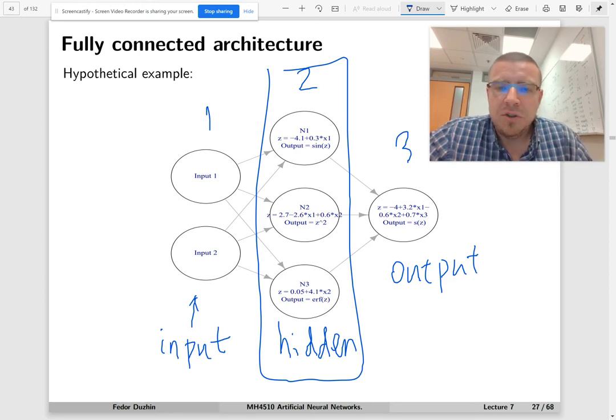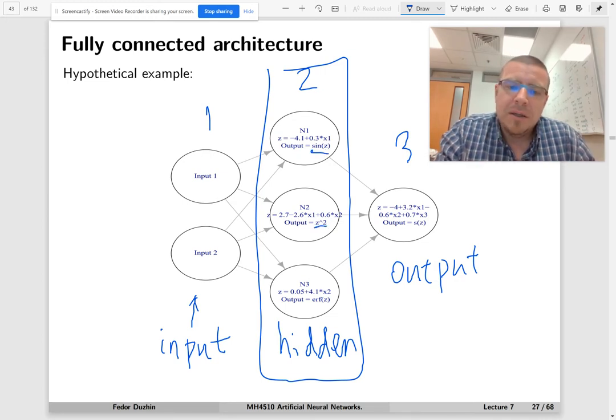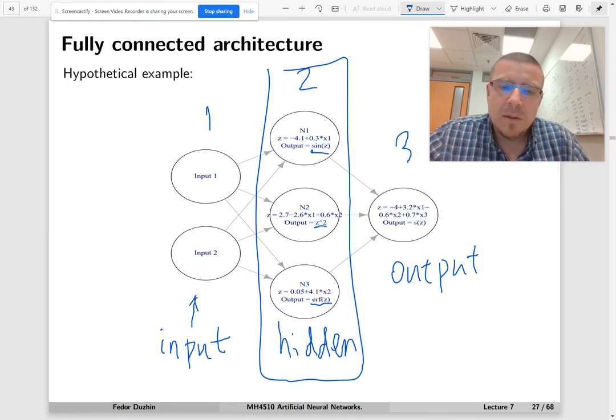Now, to each neuron, except for the input layer, we associate some parameters and some so-called activation functions. So here the activation function is sin z, here the activation function is z squared, and here is the error function. Erf of z is basically associated with the cumulative density of the standard normal distribution. In any case, it is just an example.